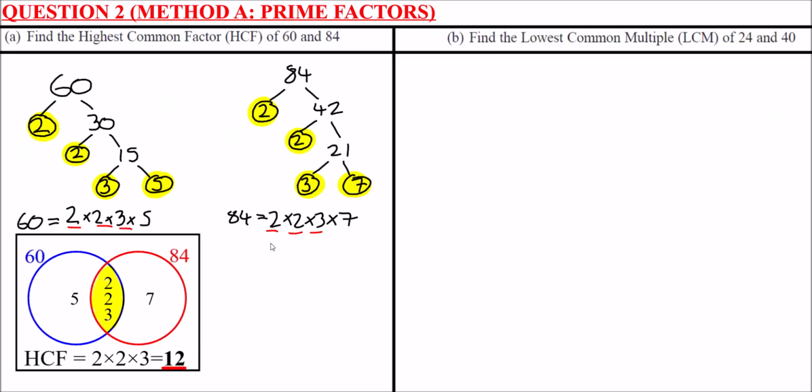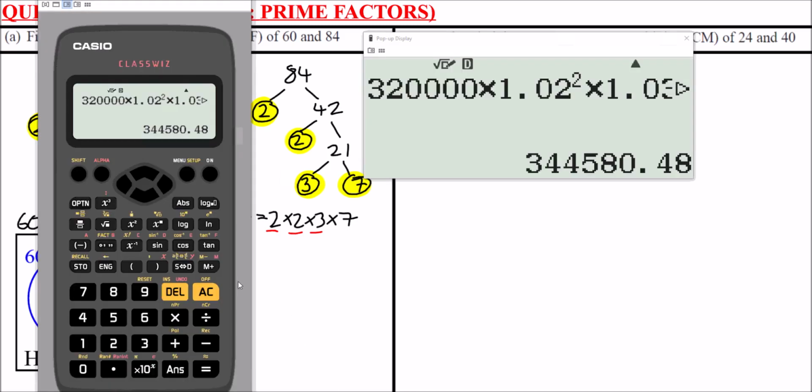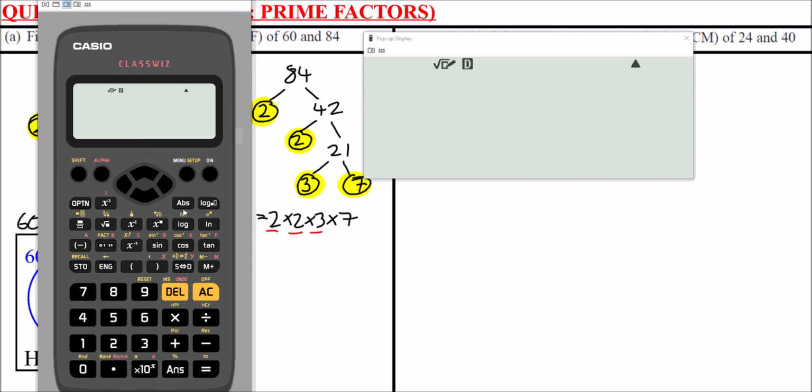I'll show you as well very briefly how you could work out prime factors using your calculator if it's a calculator paper like this one is. So here, what we can do is we type in the number we're trying to find the prime factorization of, let's say 60.